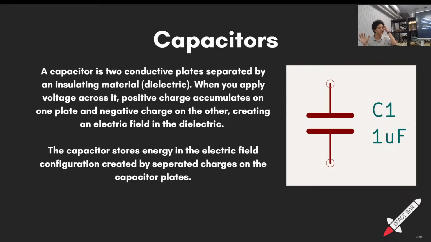So I apply a voltage across the capacitor. I'm basically supplying energy to move current from here to here. So I'm moving charges from here to here, which means there's a lack of charges here and a surplus of charges here. So this is positive and this is negative. Did I mess that up? I think I got the polarity wrong.